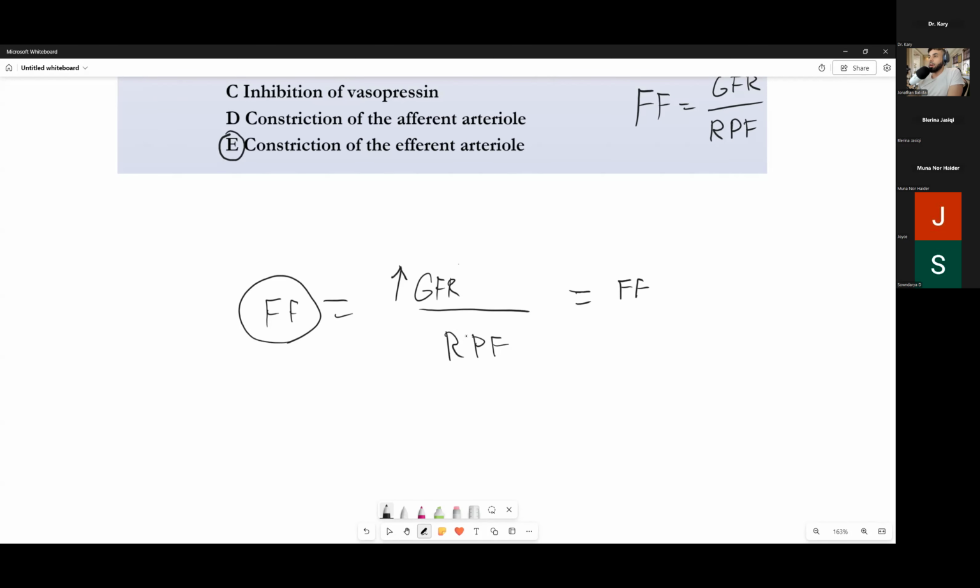So we don't even need to solve too much. We can just look at it and say, I can manipulate the filtration fraction. I can make it increase if I increase the numerator. Or I could also get an increase if I decrease the denominator. If the denominator decreases, but the GFR stays normal, then I should have an increase of filtration fraction.